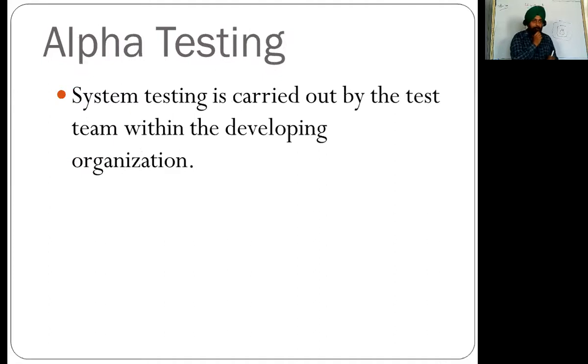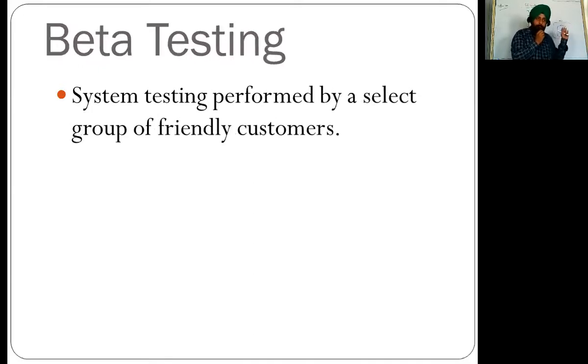Start with the alpha testing. It is carried out by the test team within the developing organization. It means all the experts who have developed your software project will test the whole system at their end. When overall integration is completed, the different code of different modules is considered as one system module. The coding of the full system will be tested by the experts of your team who have developed the software product. So it is at the developer's end.